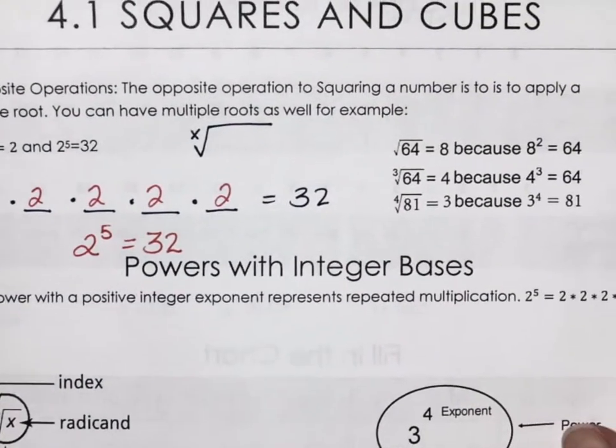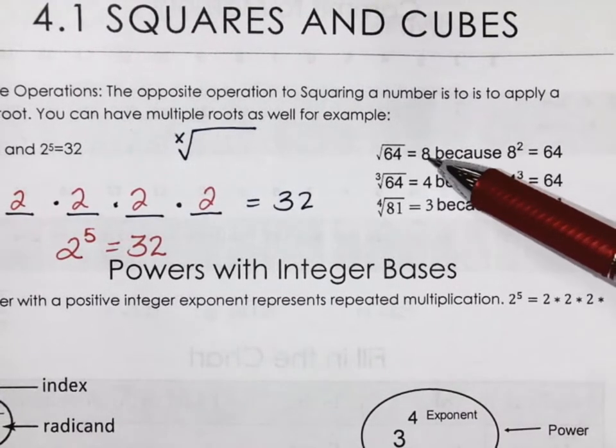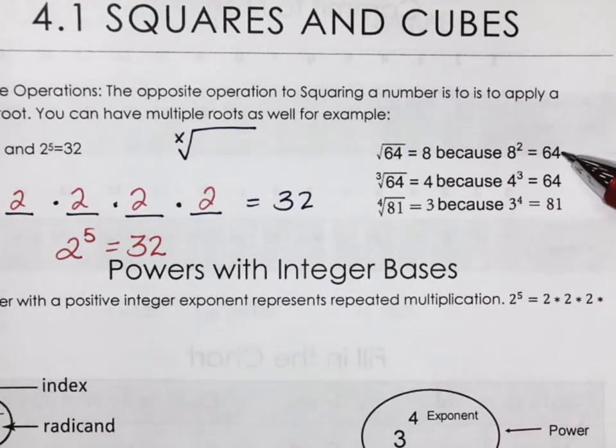All right, so here's a couple of things. So the square root of 64 is 8, because 8 squared is equal to 64.